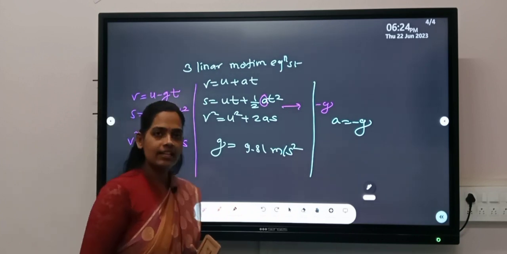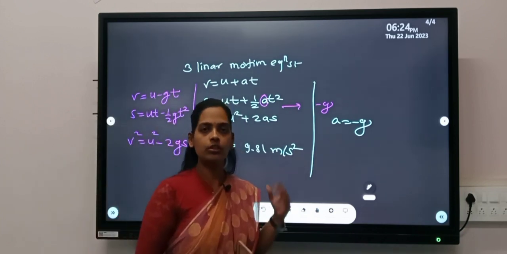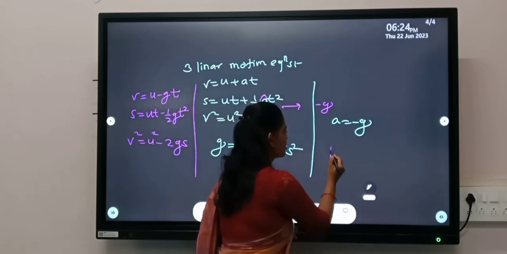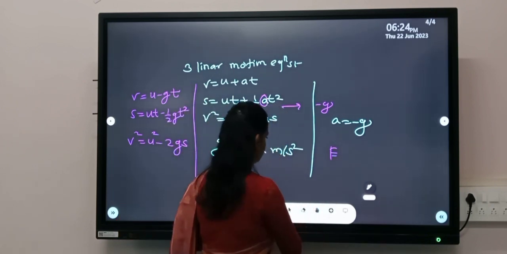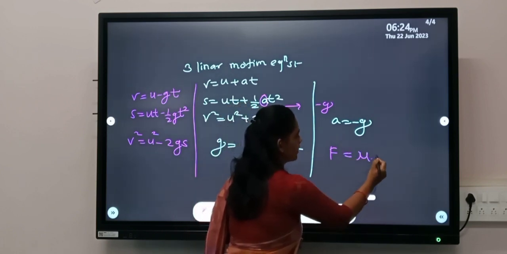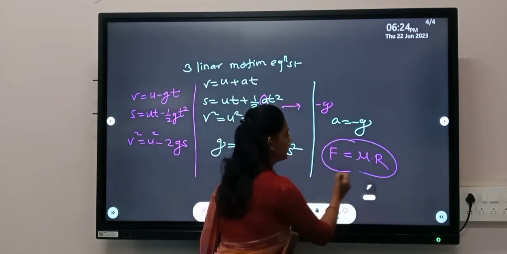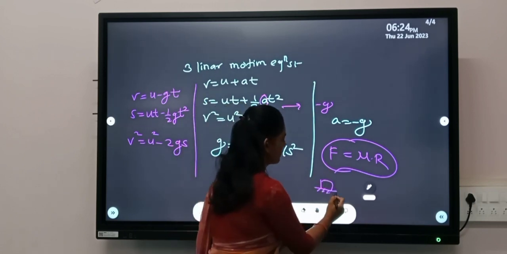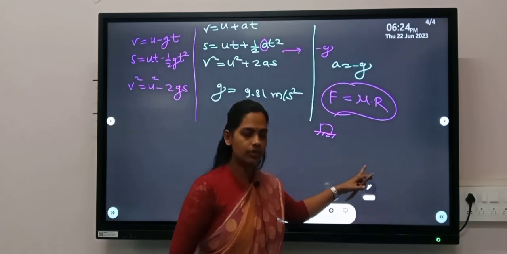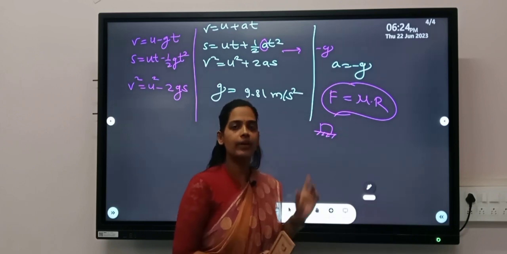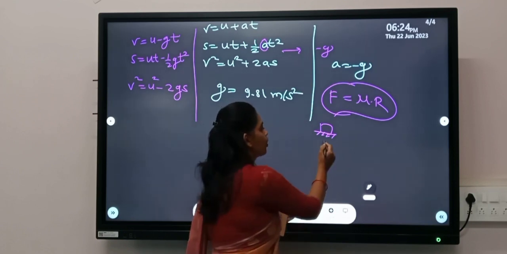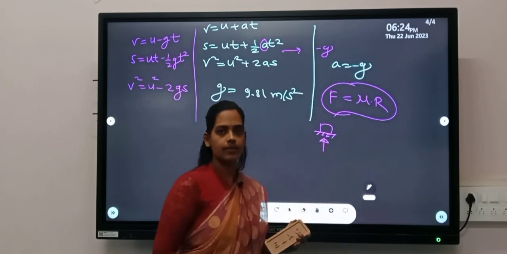Okay. In the next lecture, we will see various numericals based on linear motion. Before that, there is one more important formula. Friction is equal to mu into R, where F is the friction between, suppose this is a block and the surface, and mu is the coefficient of friction. If it is not given in the numerical, you may take it within 0 to 1, and R is the reaction from the particular surface.